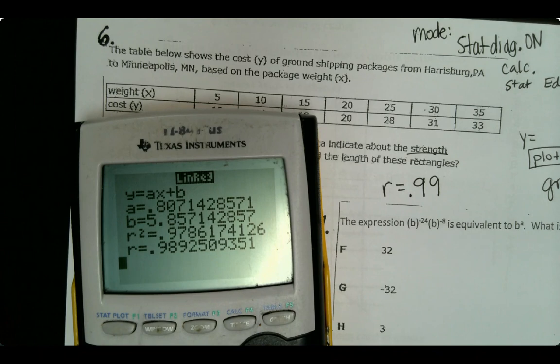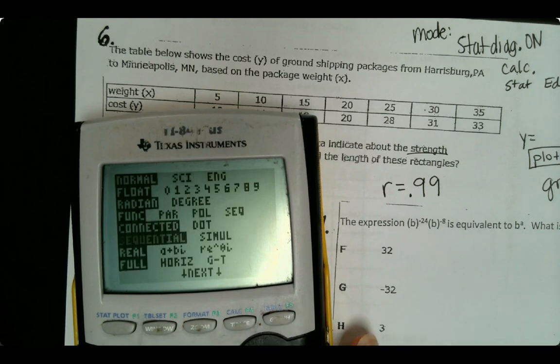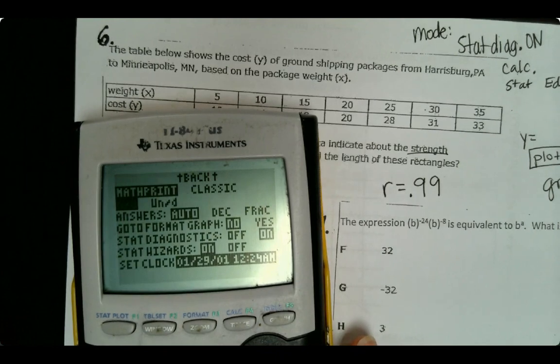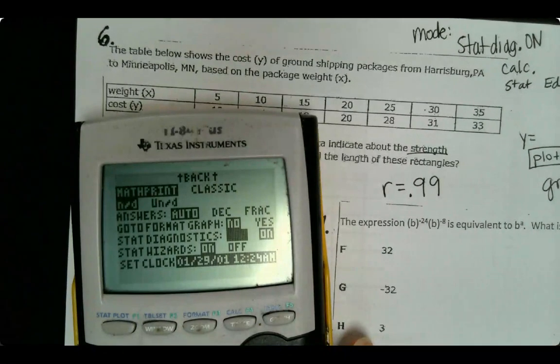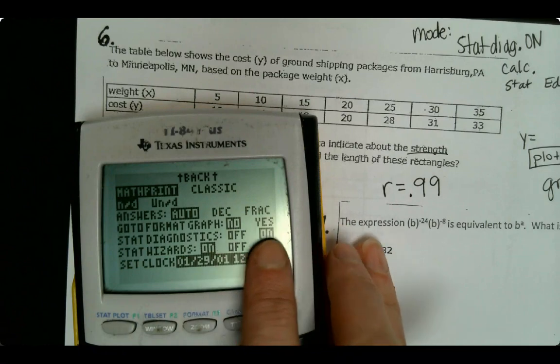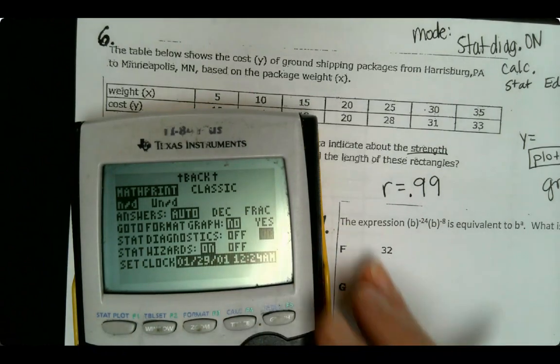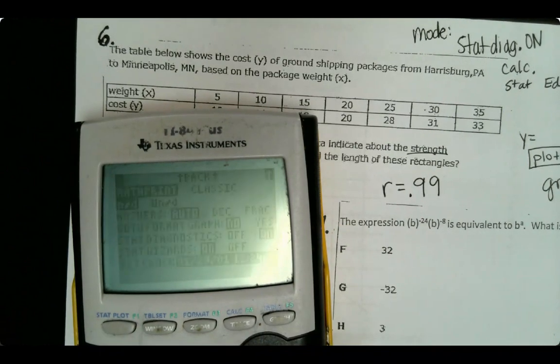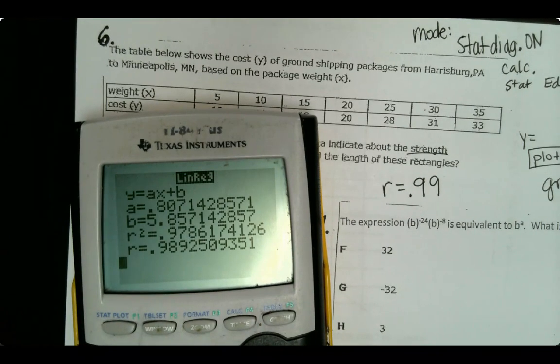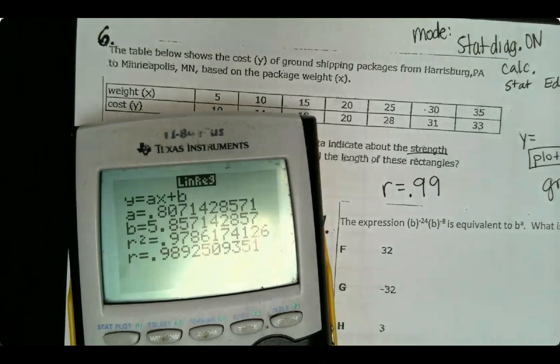So this is in your journal under linear regression. If you need to look back, it's unit 6. You go to mode, go down until you see stat diagnostics on. It'll say off, so you go over to the right, press enter, and then hit second quit. And then if you've already done linear regression, you can just push enter and it'll run it again. It gives you R.